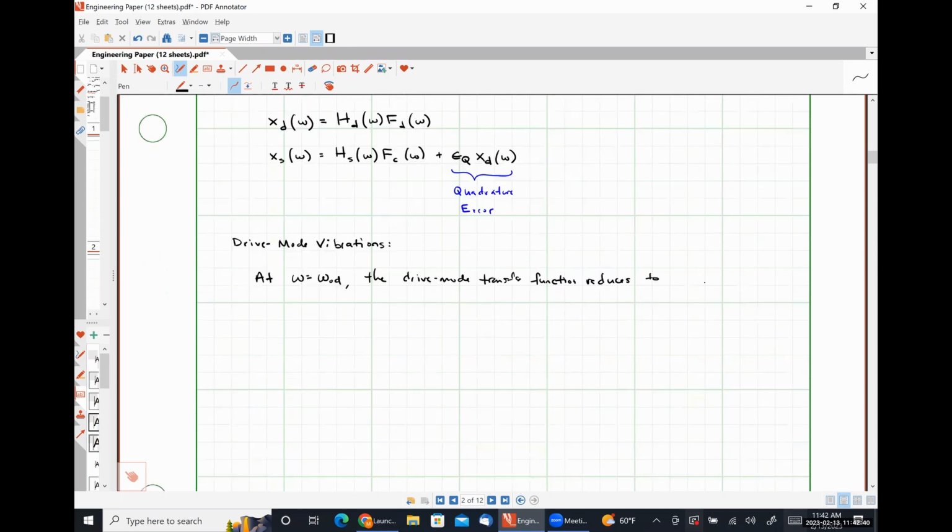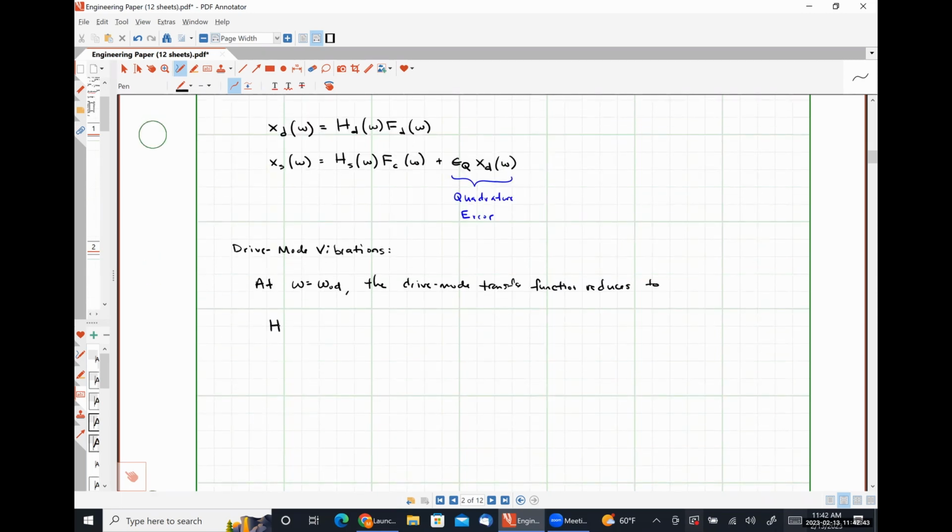So this is just going to look like H sub D at omega equal to omega naught D is going to look like negative j 1 over the mass of the drive portion, because it can have two different masses, times Q_D over omega naught D squared. Well, what's mass times resonant frequency squared?